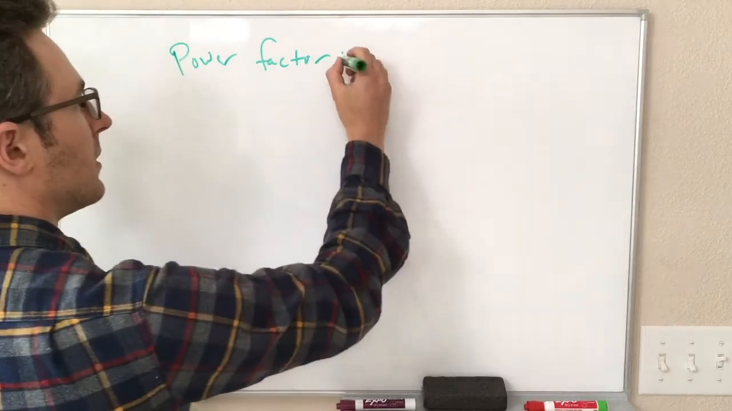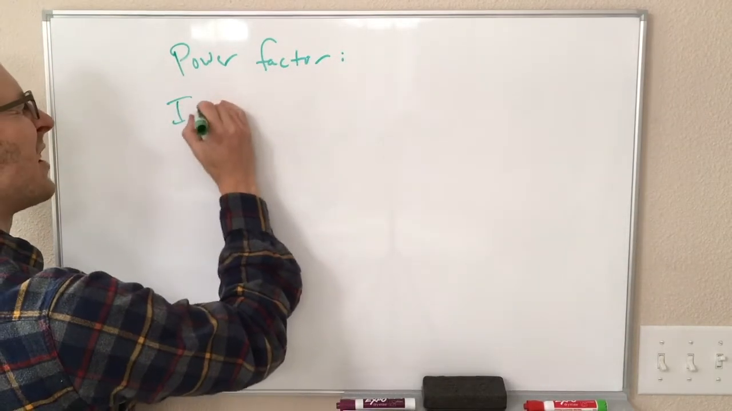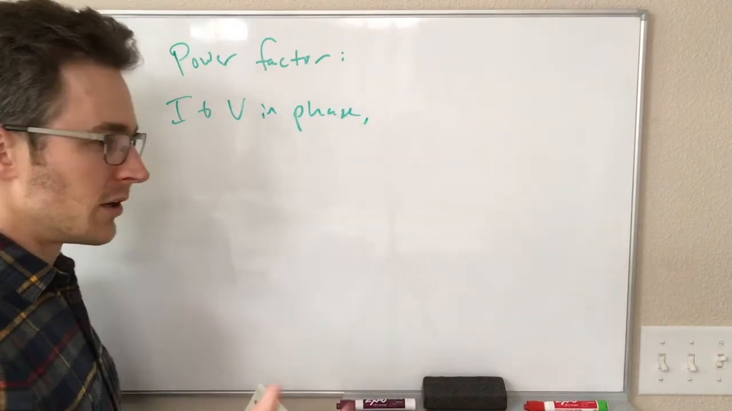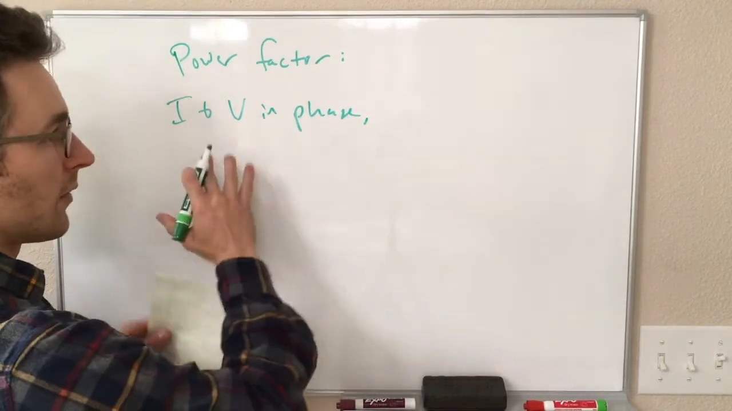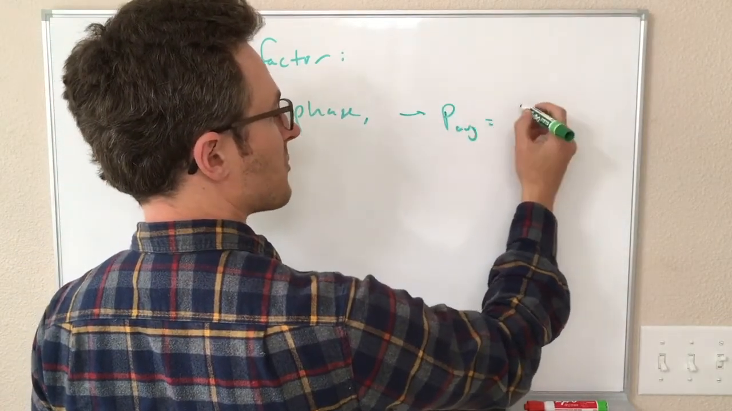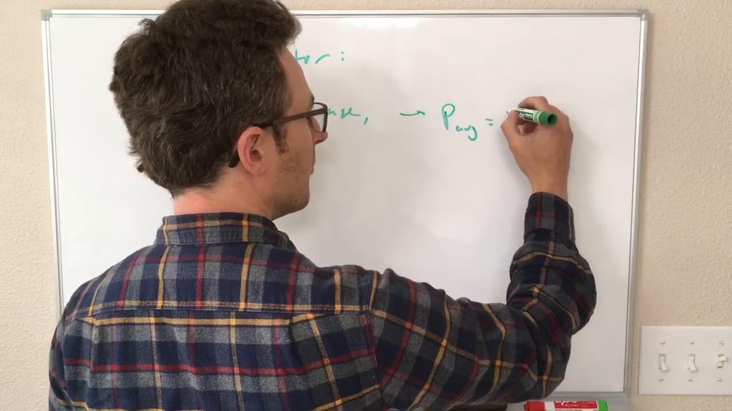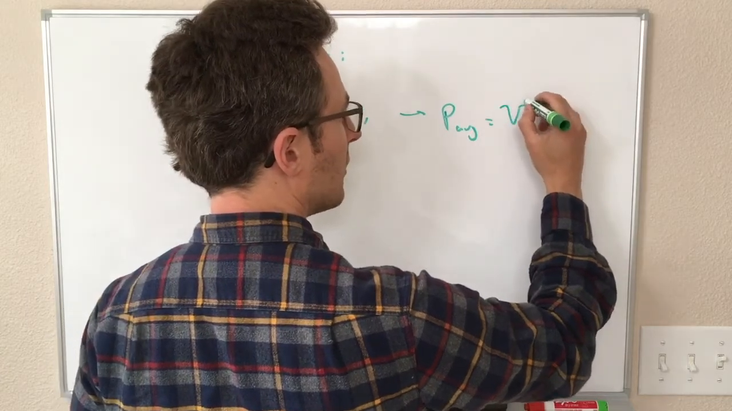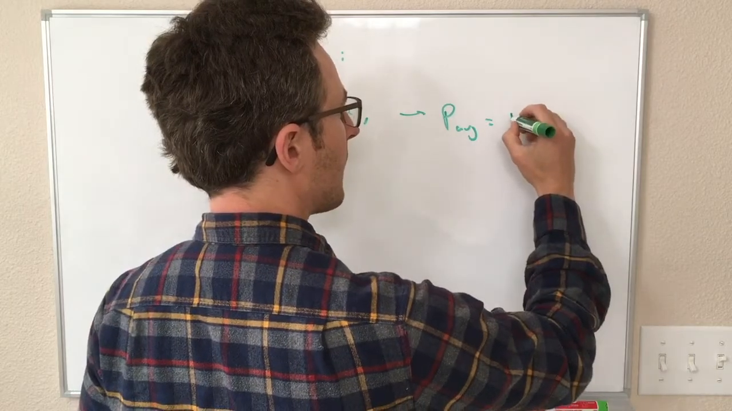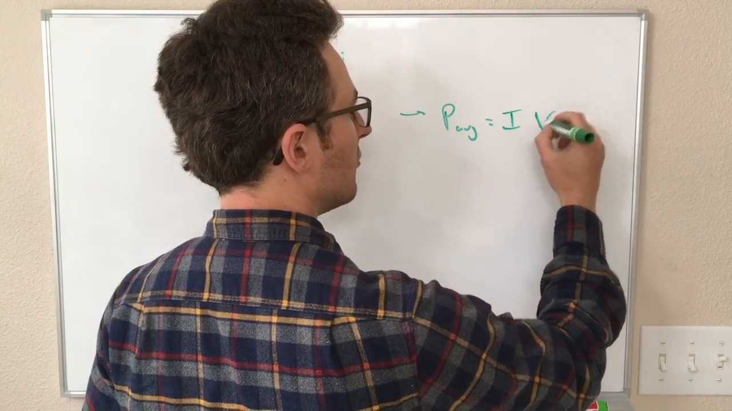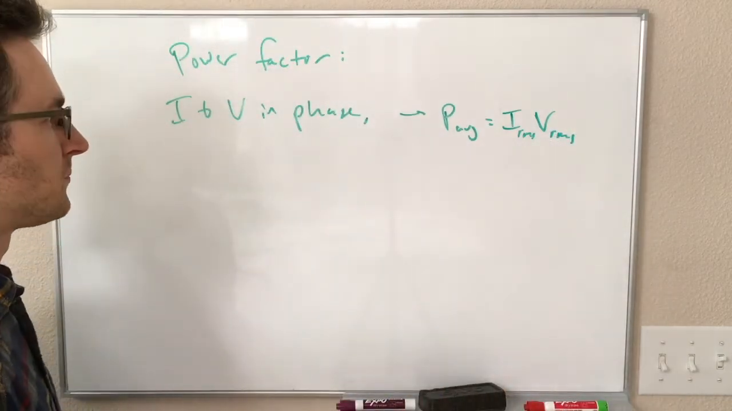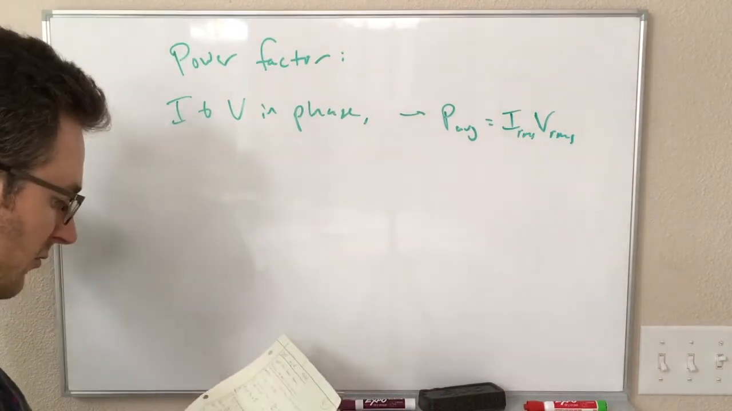And here's the idea behind this. If I and V are in phase, this is what we saw for a resistor, all that stuff we just said was true, and we get our average power is equal to V squared over R, or actually, let's keep this general. Let's say it's I times V, where these are the RMS values.